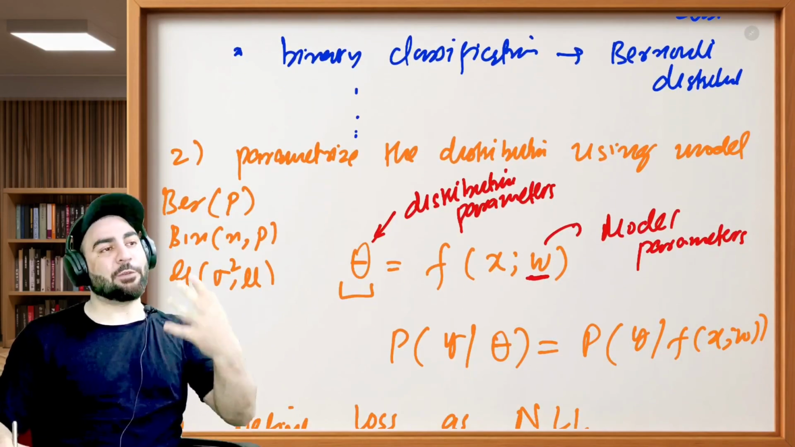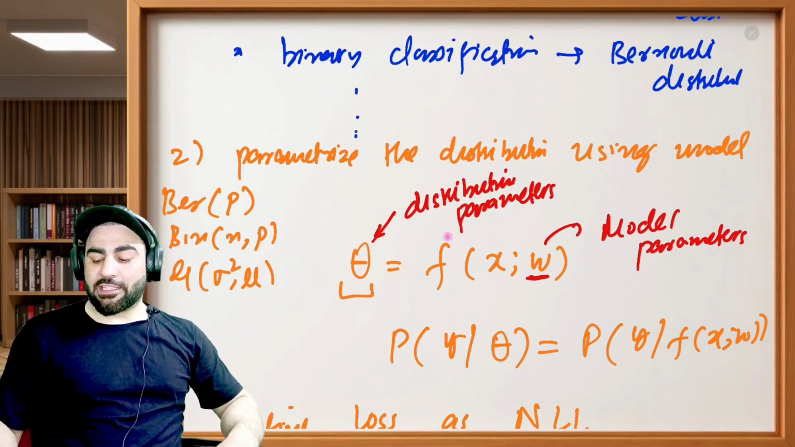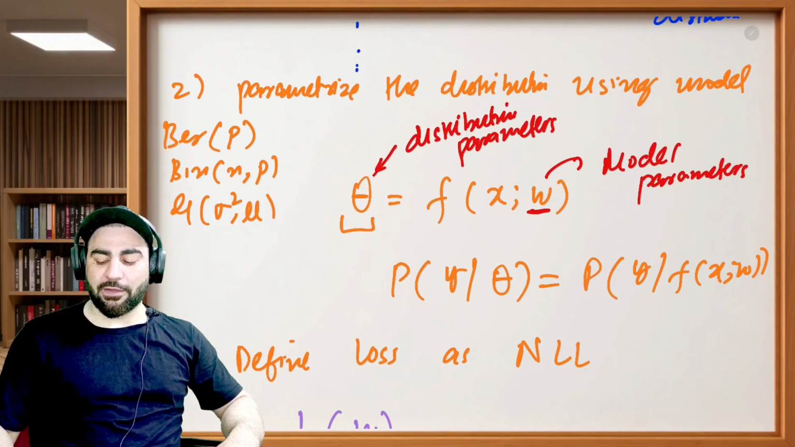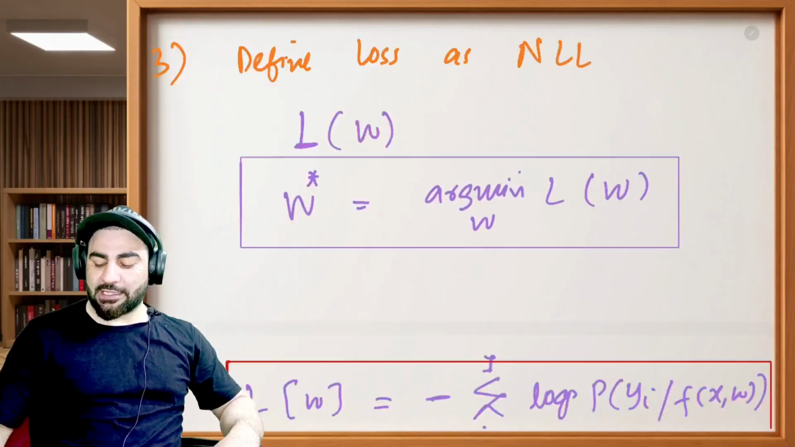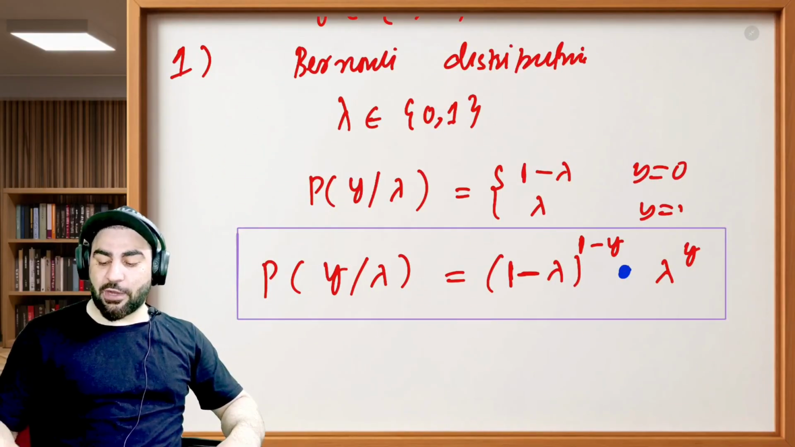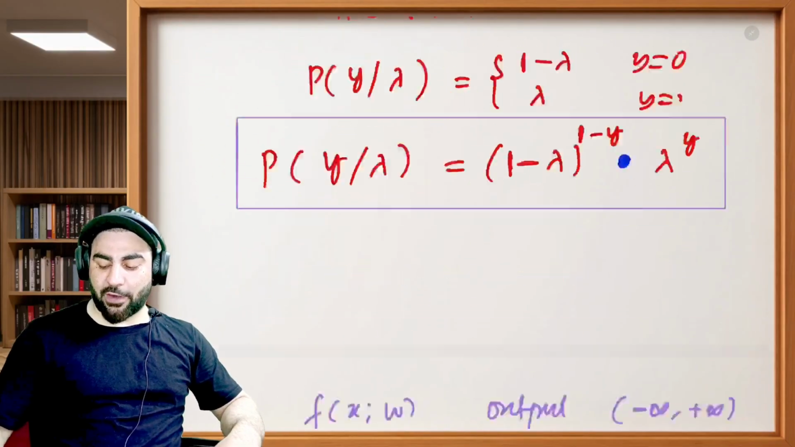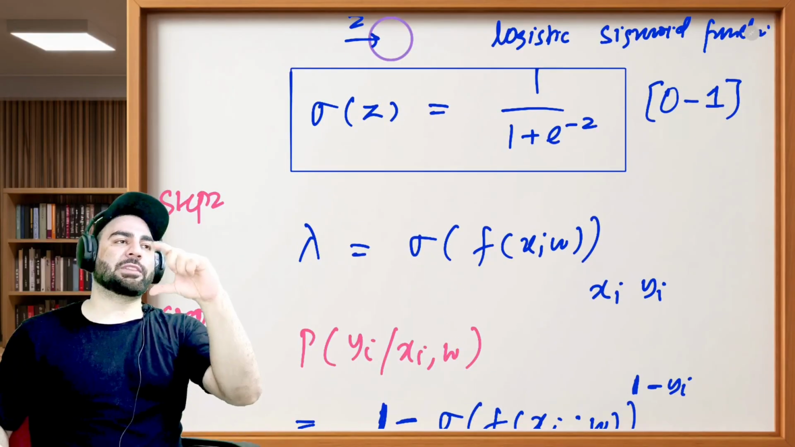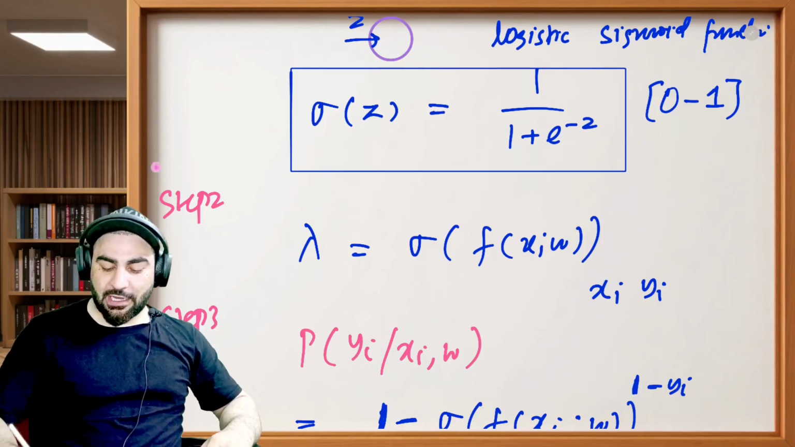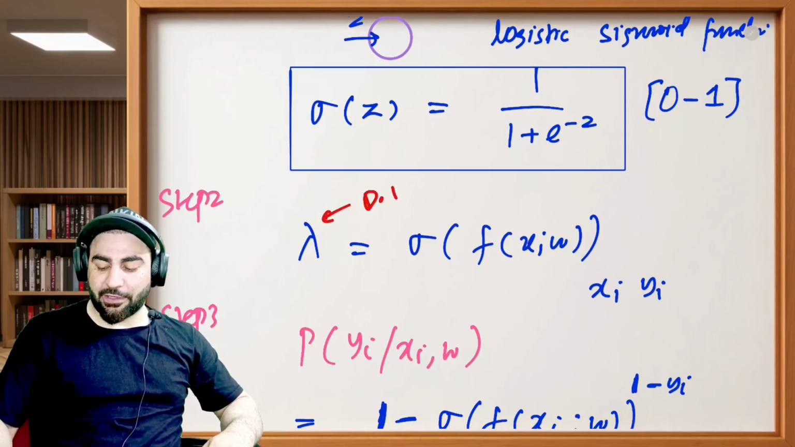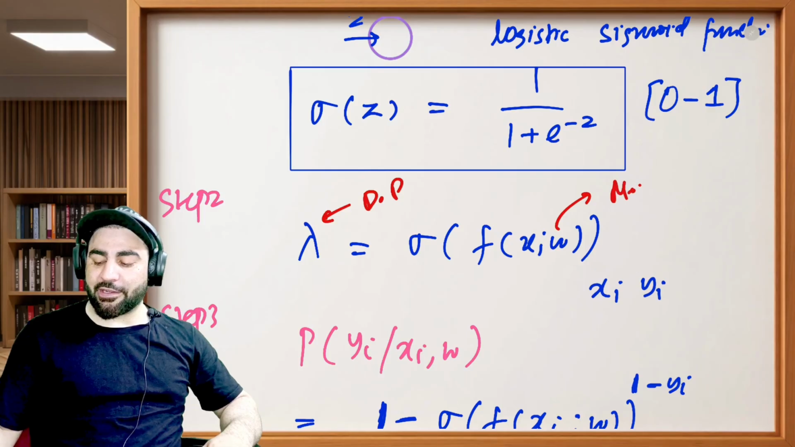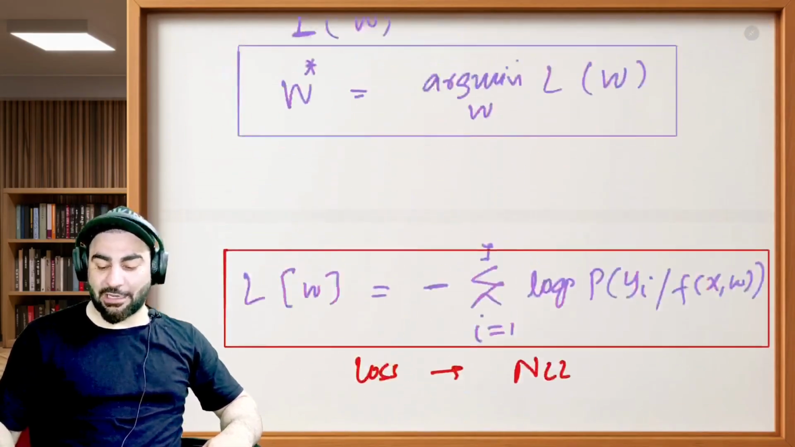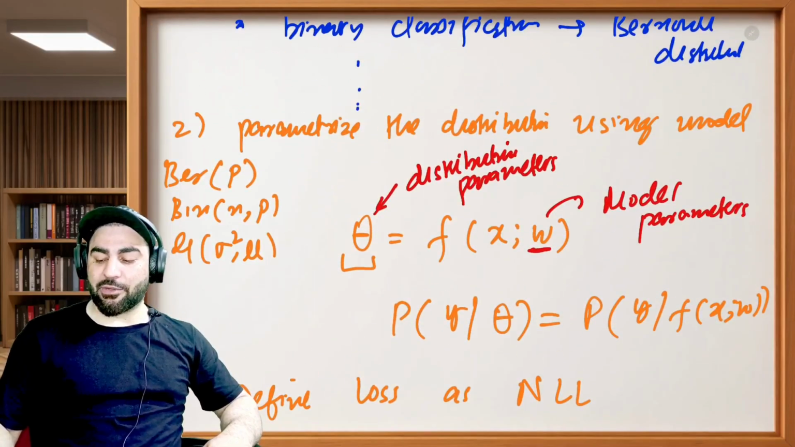And the second thing is you have to parameterize now. I told you, you have distribution parameters, and then you have model parameters. By using this model, you have to come up with these parameters. In our case, we had this lambda. We parameterized by lambda, and you had to find that. This lambda in step 2 is equal to the sigmoid of this. You apply the sigmoid on the output. So this is our distribution parameter, and this W was our model parameter. You parameterize this distribution with the model. That's what the second step was: parameterize the distribution using our model.